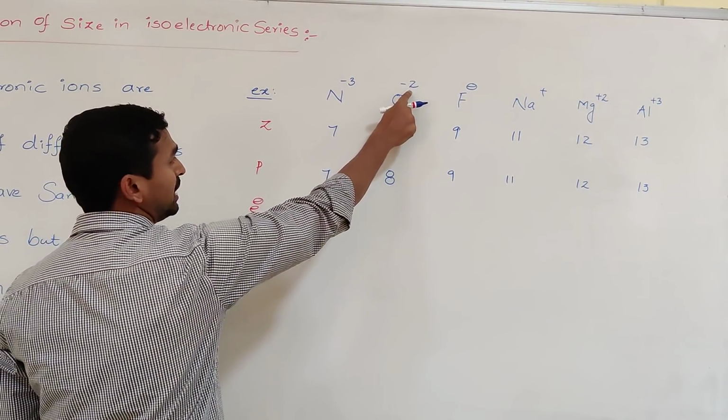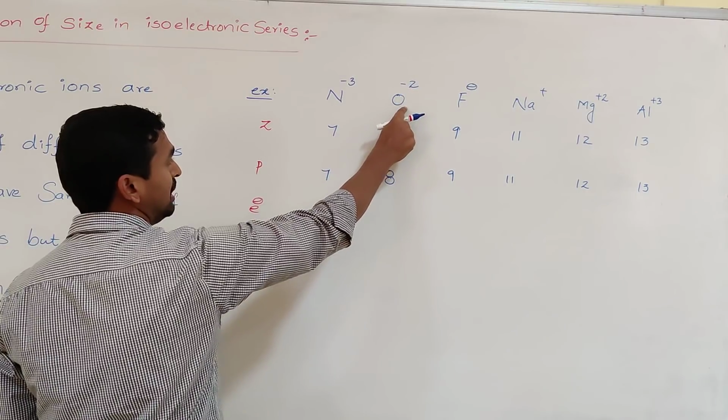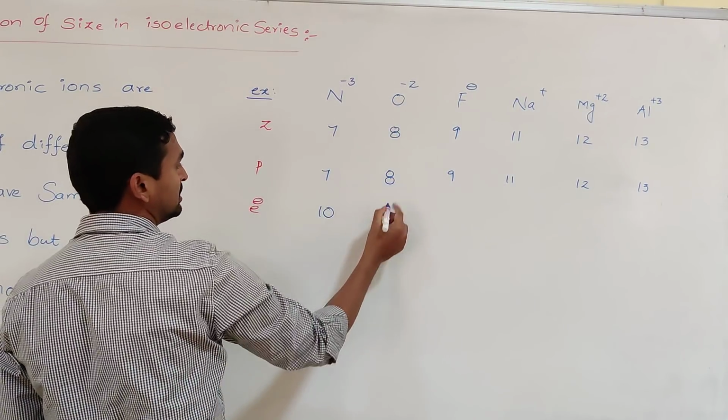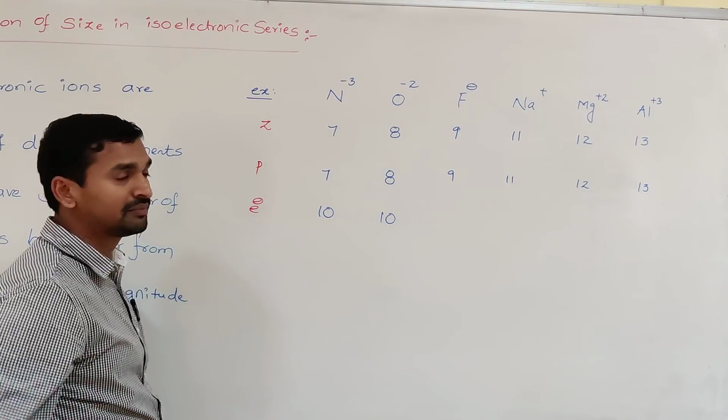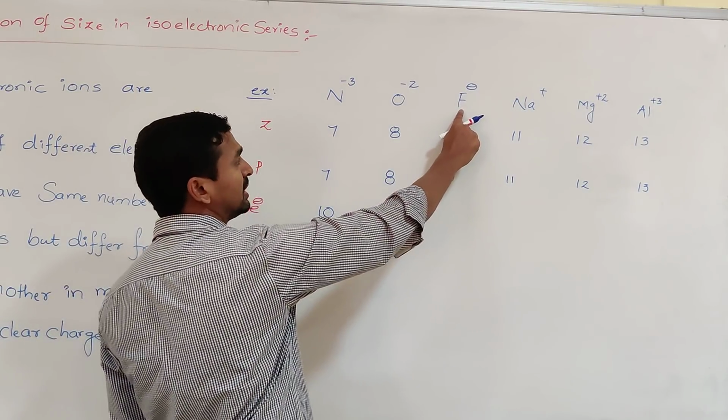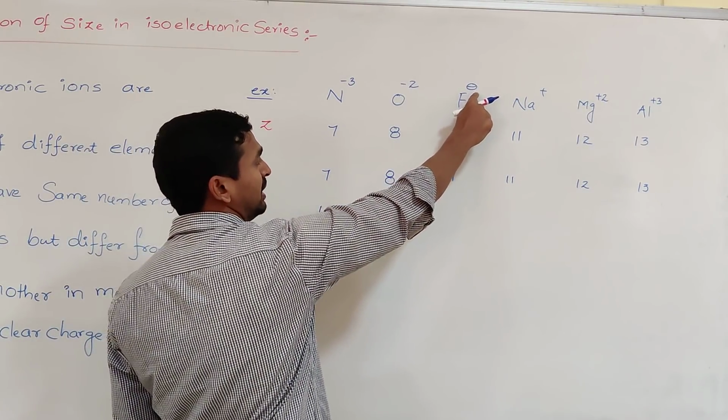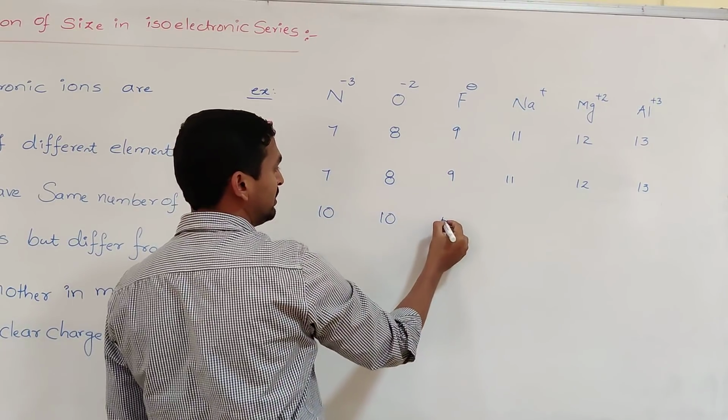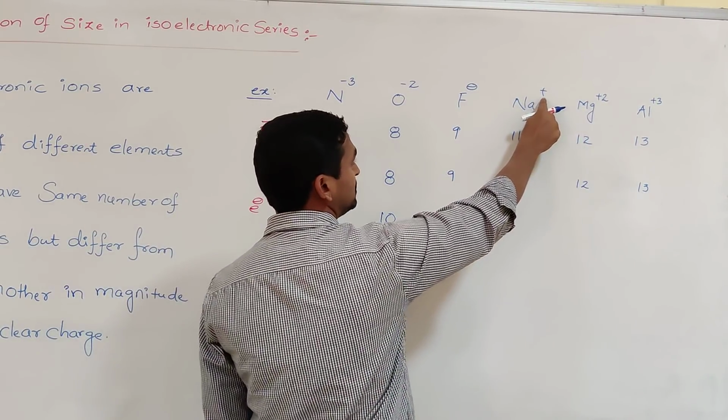Oxygen is carrying the 2 negative charge. So that's why normally 8 plus 2 electrons, 10 electrons. Fluorine, 9 electrons are normally present, but it's carrying 1 negative charge. 9 plus 1, 10.